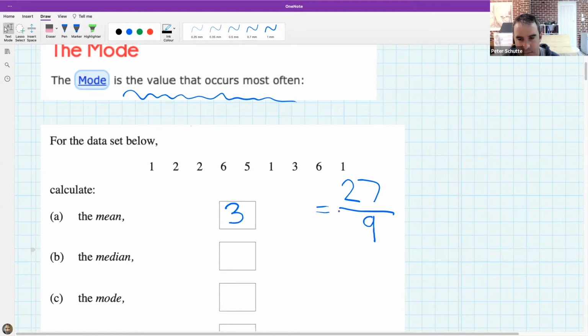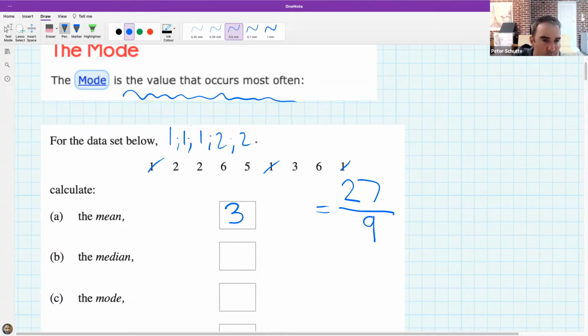Now, to find the median takes a little bit more thinking because we have to organize the data from smallest to biggest. And so I'm going to give you some more time while I organize my data. So 1, 1, 1, 2, 2, 3, 5, 6, 6.